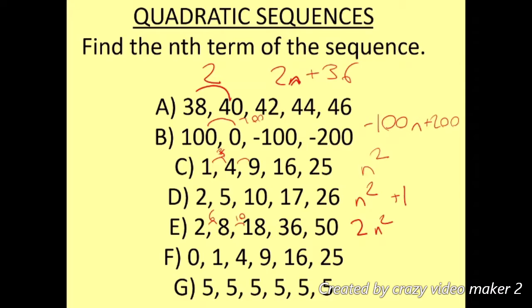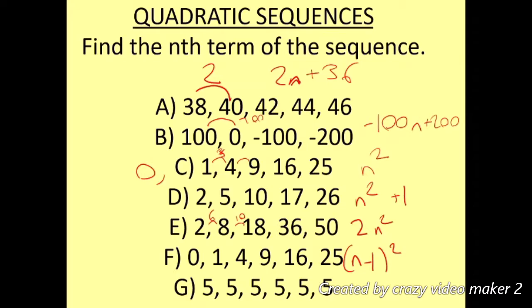Now this one is a little bit different. 0, 1, 4, 9, 16, 25. Now that is my square numbers again, but it's like 1 before my square number. So if you think about C, my previous term there would be 0. So it's still going to be something squared. It's not going to be n squared, it's going to be n minus 1 all squared. And of course you could represent it the other way.